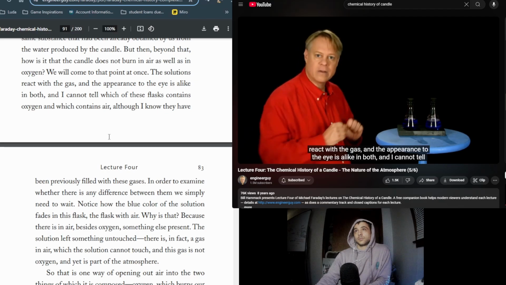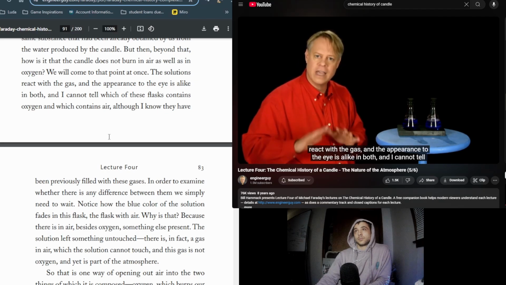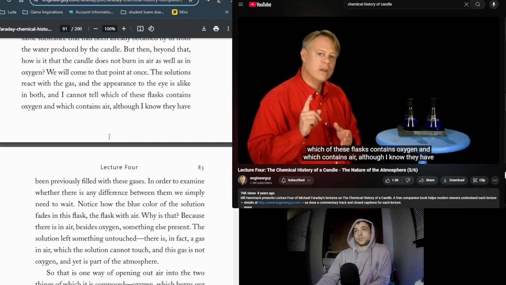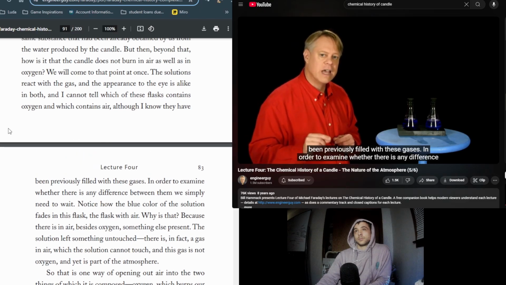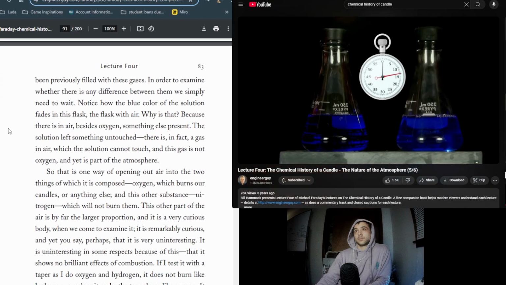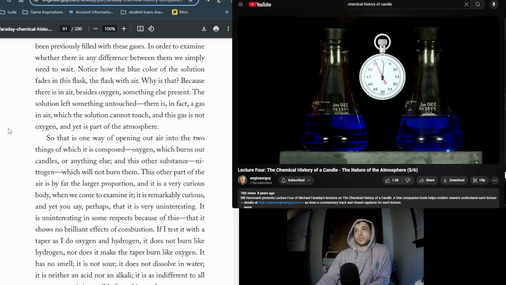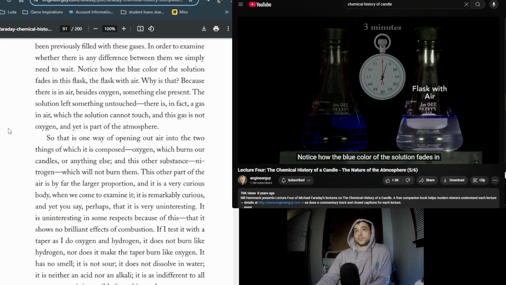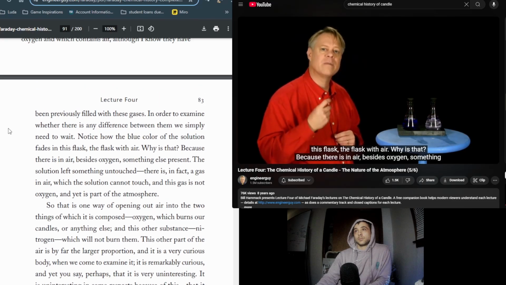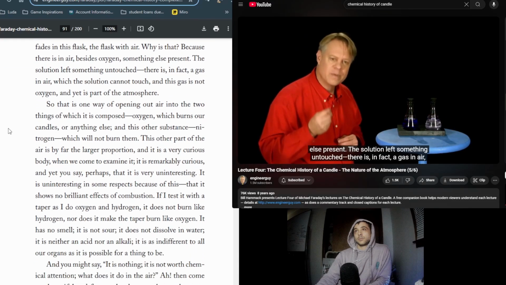The solutions react with the gas, and the appearance to the eye is alike in both, and I cannot tell which of these flasks contains oxygen and which contains air, although I know they have been previously filled with these gases. In order to examine whether there is any difference between them, we simply need to wait. Notice how the blue color of the solution fades in this flask, the flask with air. Why is that? Because there is in air, besides oxygen, something else present. The solution left something untouched.